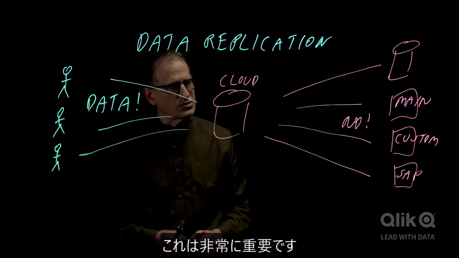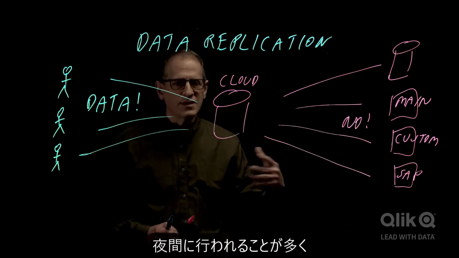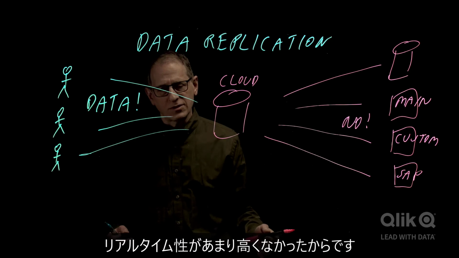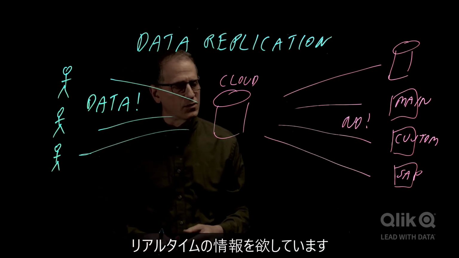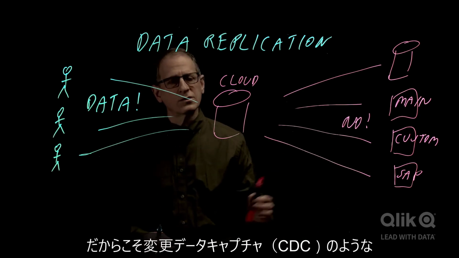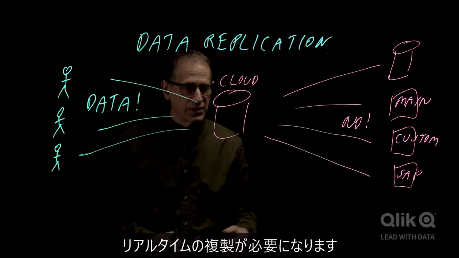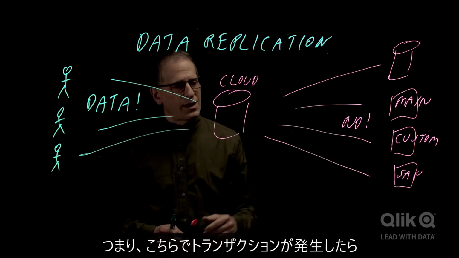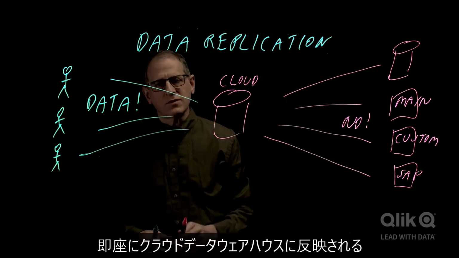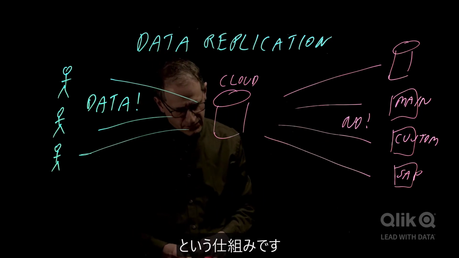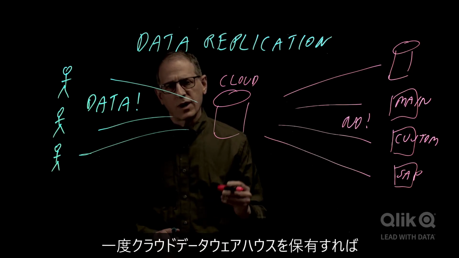And so that's important because historically, this type of update has happened more on a nightly basis, and that's not very real time. These users, they want data as soon as possible, as real time as possible. So you really want some more type of real-time replication, something like CDC, change data capture. And so that really will make, when a transaction happens over here, it will immediately be reflected in this cloud data warehouse.